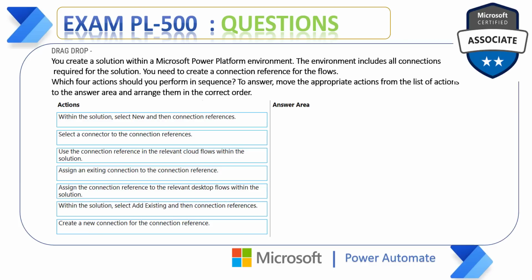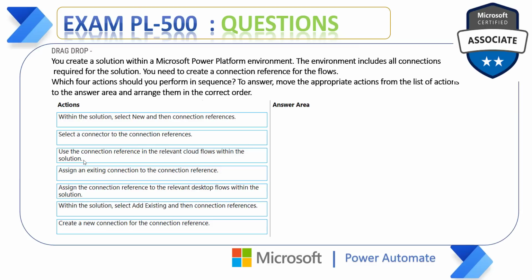Out of these 7 actions, what are the correct actions? Action 1, action 2, action 3 and action 4. But we need to perform them in sequence. So what is the first action? Within the solution, select New and then Connection references. This is the first action. Then we are going to select a connector to the connection reference. This is my second action. And then we are going to assign an existing connection to the connection reference. This is the third action. And finally, we are going to use the connection reference in the relevant cloud flows in the solution. That is the fourth action which we are going to perform in sequence.